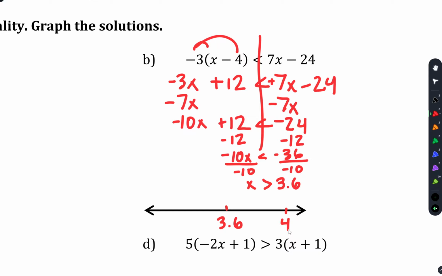You could keep it as a fraction. You could leave it as a decimal. I am fine either way. Whatever is easiest for you. 3.6 in the middle. One number bigger, one number smaller. This time I have x is greater than 3.6, so I have an open circle pointing to the right, where my bigger numbers are. Any questions there?